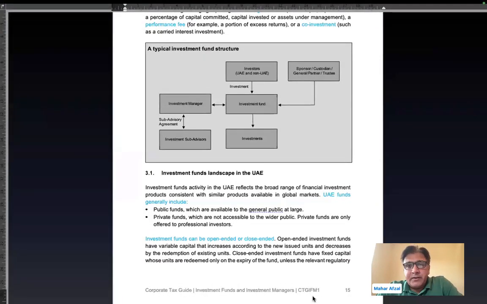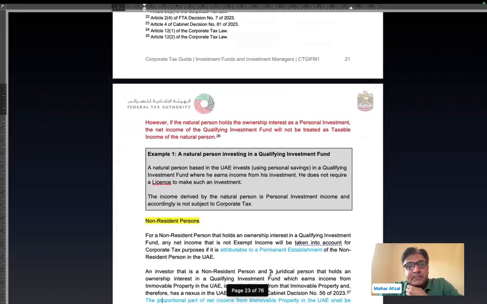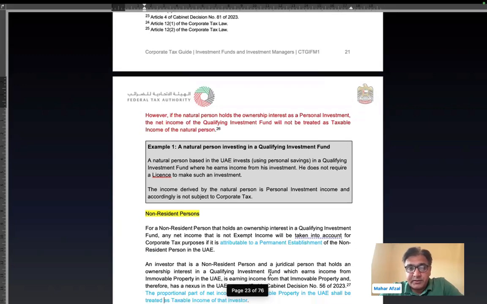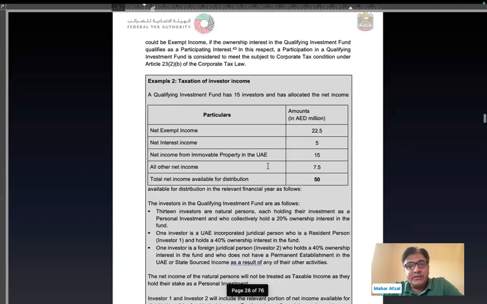Investors, their sponsor, guard, custodian, GM, general partner, trustee, investment fund, investment managers, and sub-advisors. As we discussed earlier, if a license is not required and a natural person is holding any investment in the qualifying investment fund, the income in the hands of the natural person will not be considered taxable. It will be considered their personal income. The same example is given here: a natural person based in the UAE invests in a qualifying investment fund where they earn income from the investment. It doesn't require any license to make such an investment. The income derived by the natural person is personal investment income and accordingly is not subject to corporate tax. So this example we discussed in our previous slide.